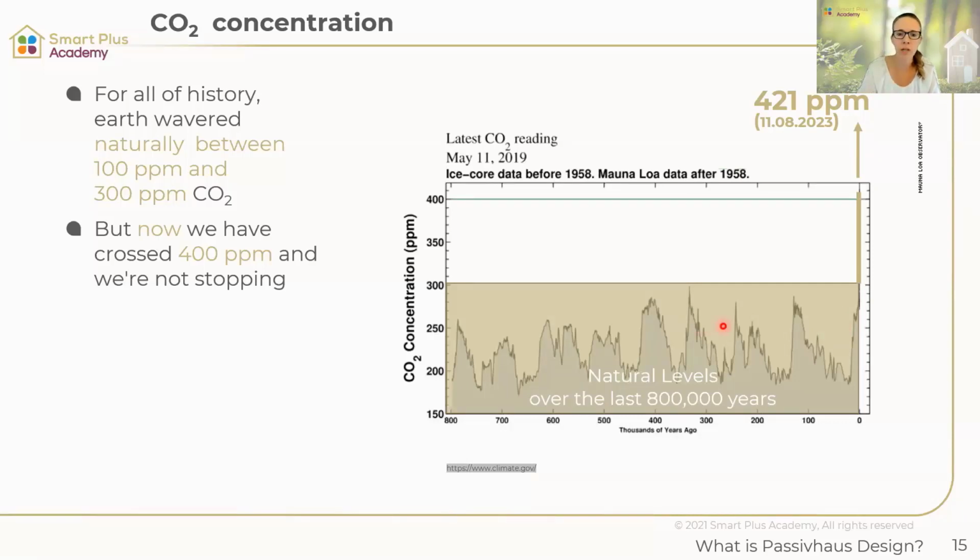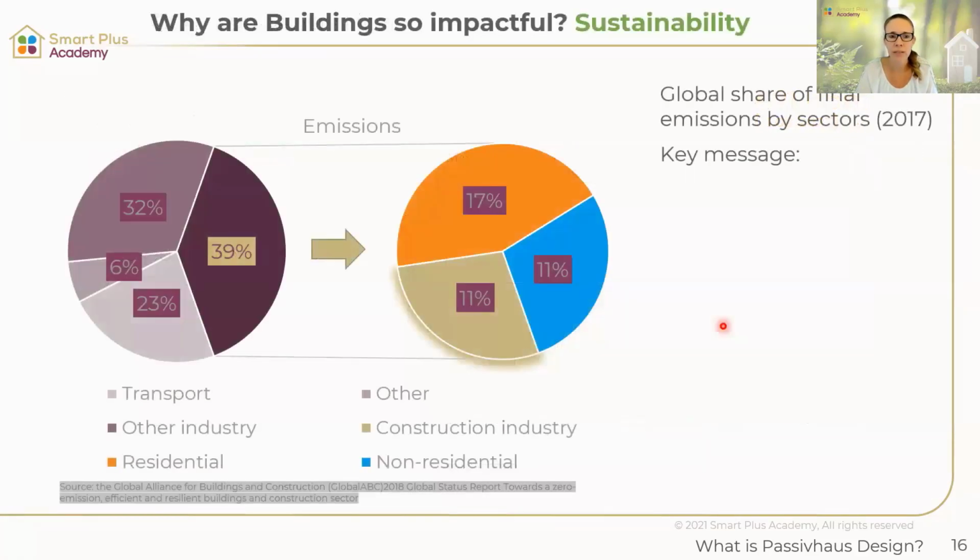Now, this is obviously all general, what do we do to this Earth? How do buildings have to do with that? Okay, I want to circle back to that now, why buildings are so impactful. Here we can see the global share of final emissions from 2017, and we can see that buildings and the construction industry have a big share of those emissions, about 39%. That's more than a third coming from the building industry. And I find that such an eye-opener.